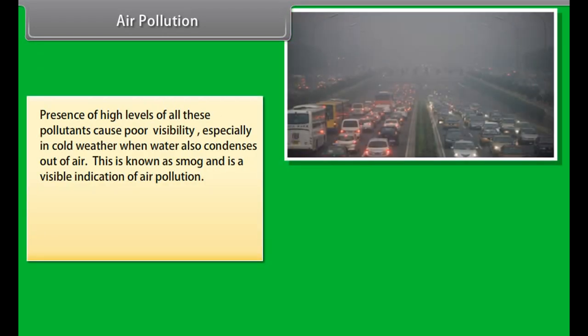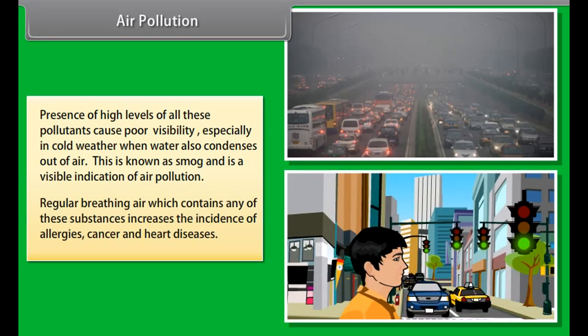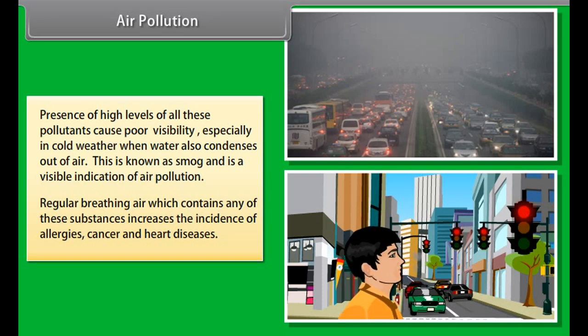Presence of high levels of all these pollutants causes poor visibility, especially in the cold weather when water also condenses out of air. This is known as smog and is a visible indication of air pollution. Regularly breathing air which contains any of these substances increases the incidence of allergies, cancer and heart diseases.